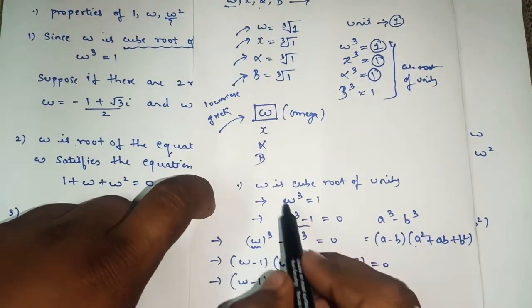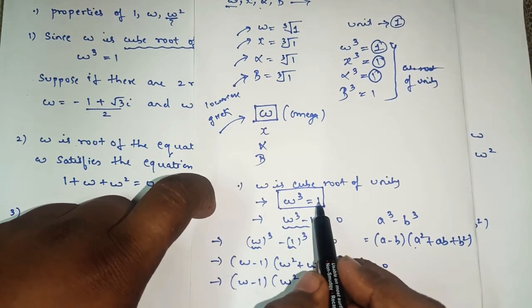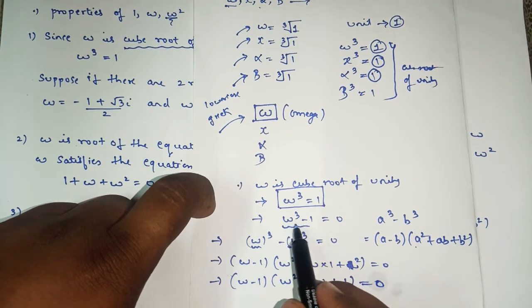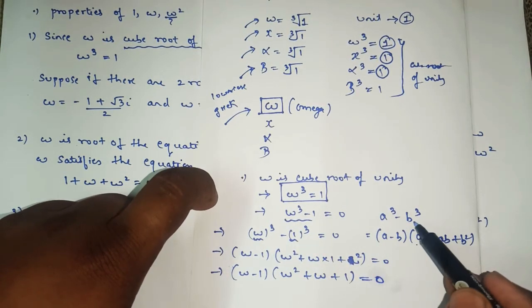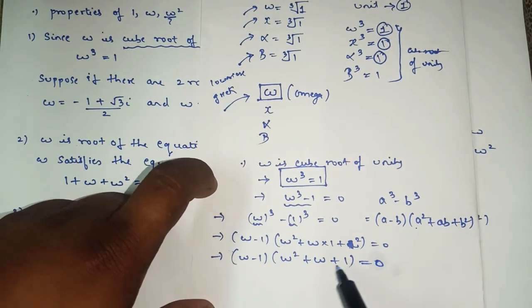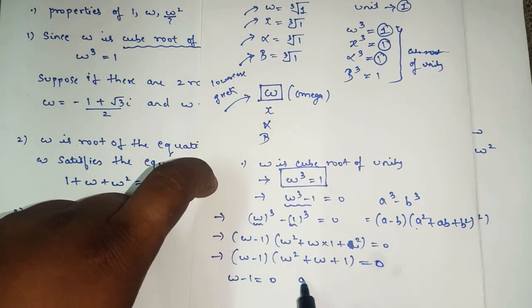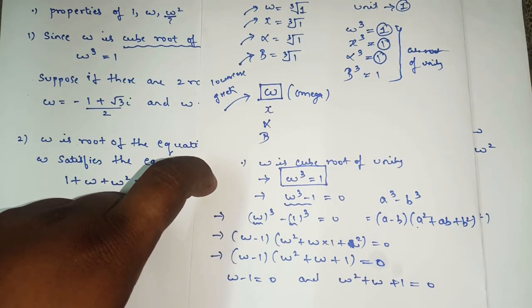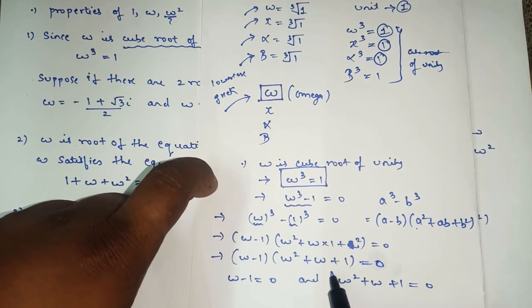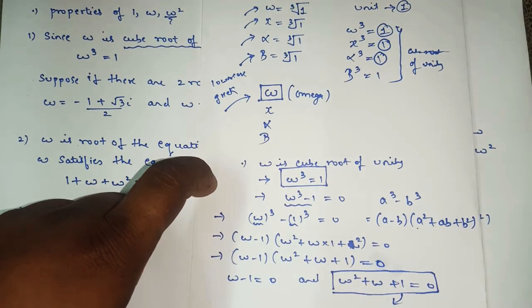Okay, so we know that the formula is what? w cube equals 1. We'll bring this 1 to the left hand side, so here we got w cube minus 1 equals 0. Simply apply the a cube minus b cube formula, so here you will get this part. So w minus 1 equals 0, and the second part will be w square plus w plus 1 equals 0.